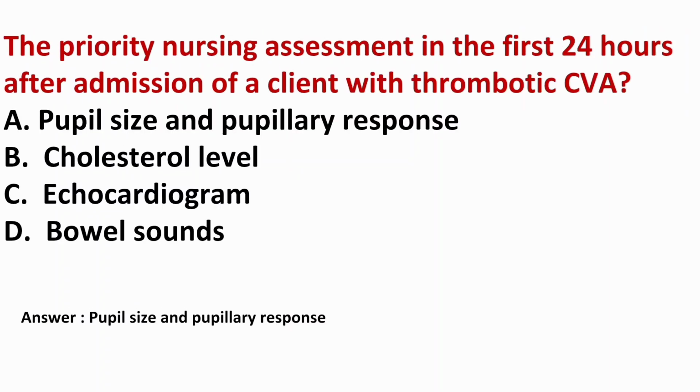The priority nursing assessment in the first 24 hours after admission of a client with thrombotic CVA? A. Pupil size and pupillary response. B. Cholesterol level. C. Echocardiogram. D. Bowel sounds. Answer: Pupil size and pupillary response.